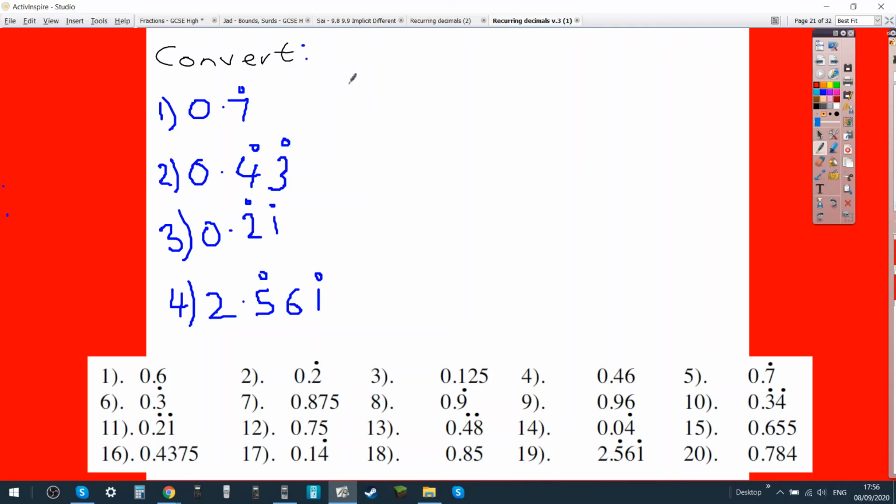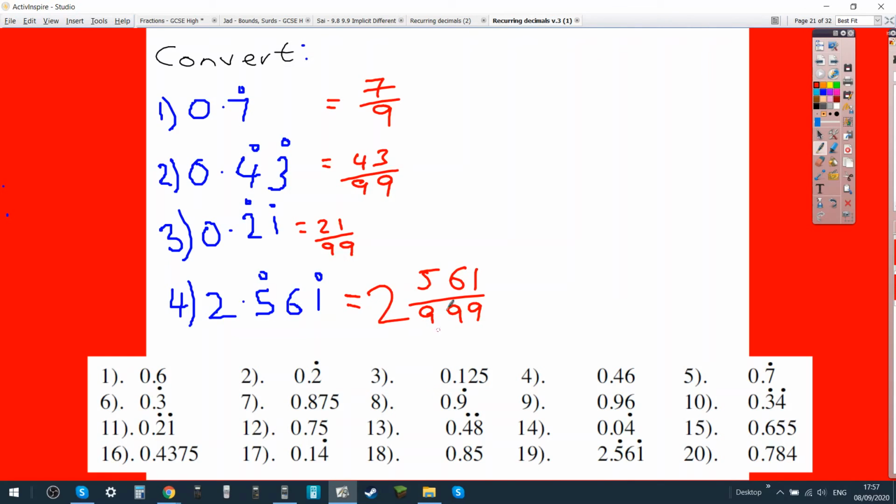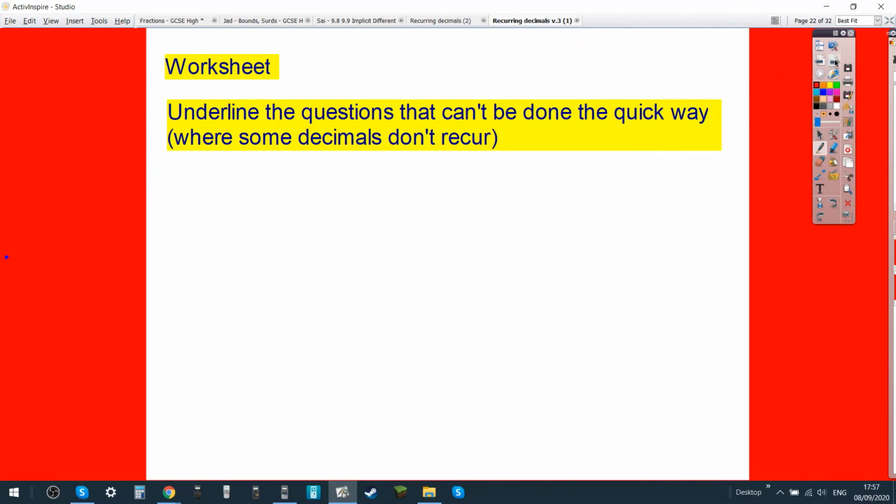Okay. So what will these be? So the first one would be 7 over 9, and then 43 over 99, then 21 over 99, and then 561 over 999. Yeah, and don't forget the 2. So it's like a mixed fraction.